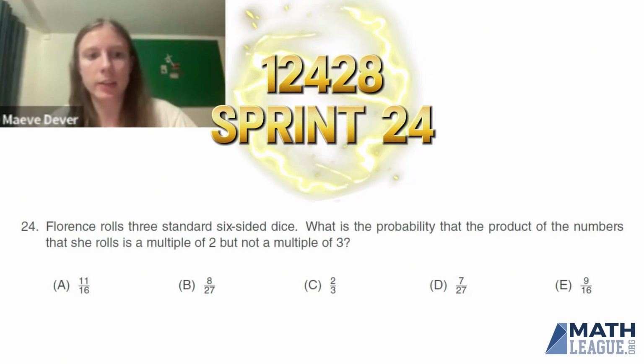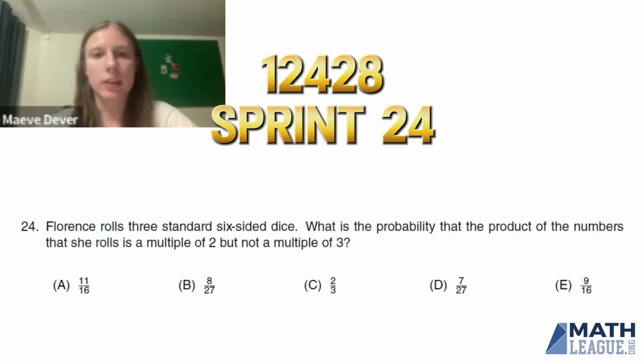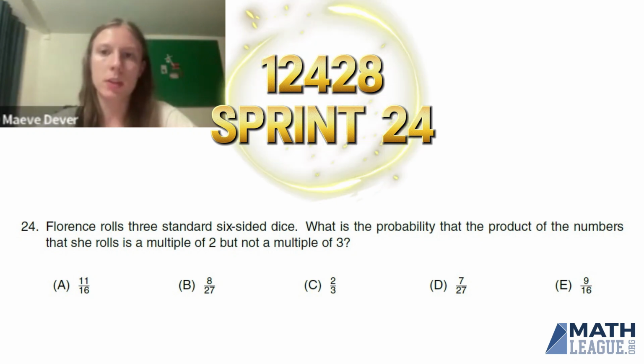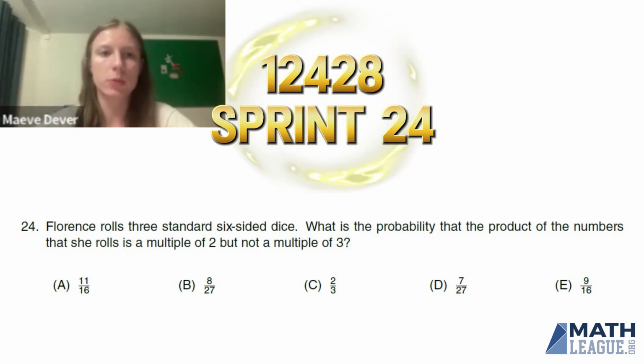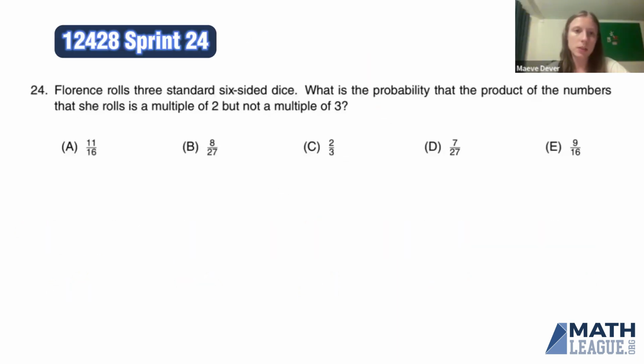Hi everyone, we're going to look at Sprint 24. Florence rolls 3 standard 6-sided dice. What is the probability that the product of the numbers that she rolls is a multiple of 2 but not a multiple of 3? Okay, so standard 6-sided dice, they've got the numbers 1 through 6 on them, right?